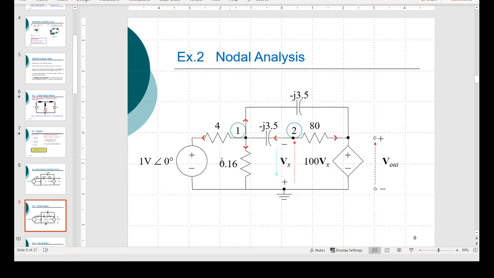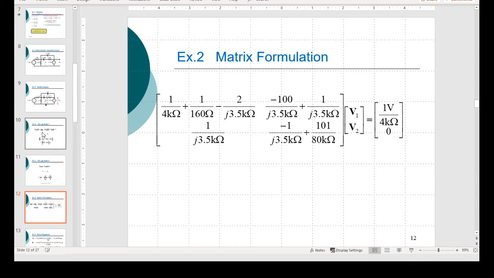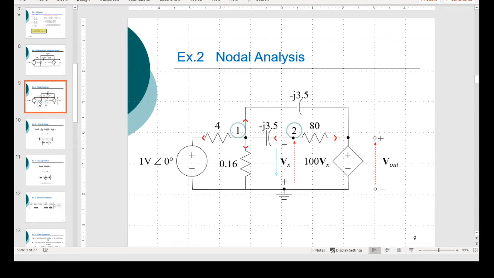Alright, so next slide. I'm now going to write the equations for node 1 and node 2. Now node 1, you will see that the direction of my current flow, the current here would be V1 less 1 volt from this source, divided by 4. Right?